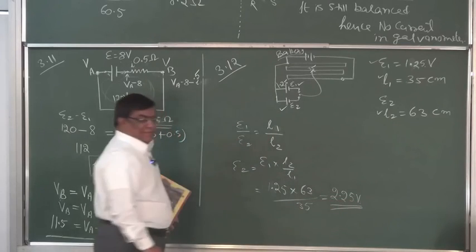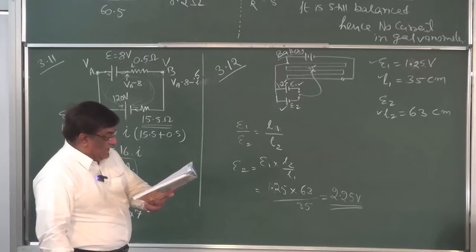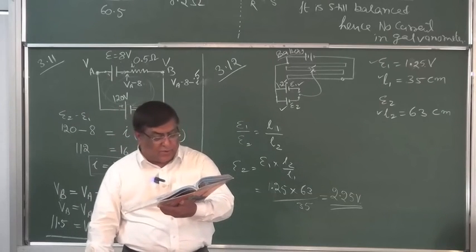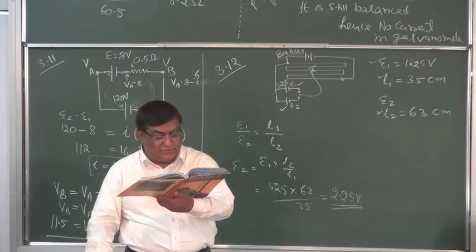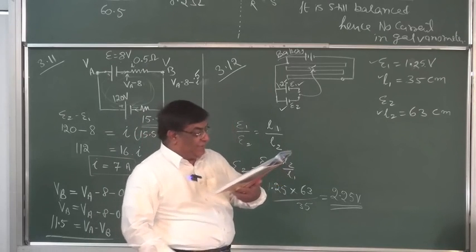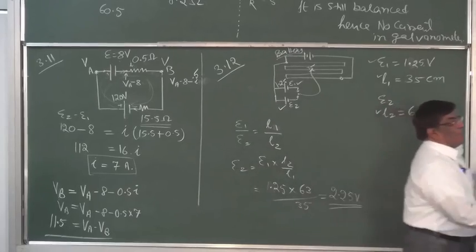This is our answer. Okay, now we go to the next question, and that is the number density of free electron in a copper conductor is this much. How long does an electron take to drift from one end of wire to its other end?